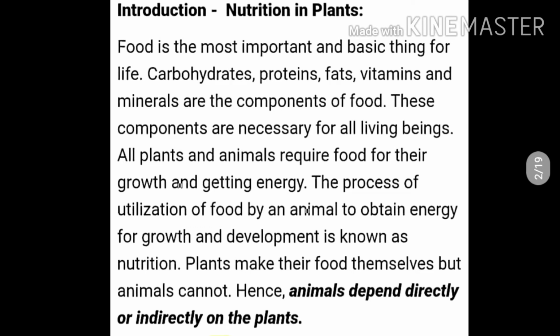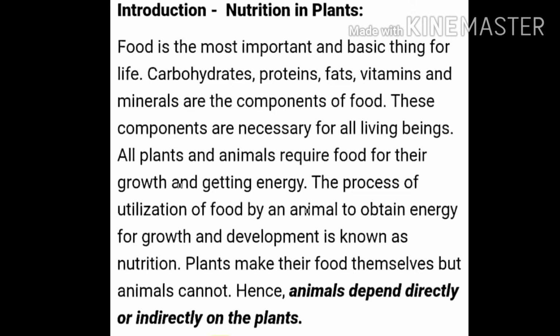As we know, food is the important and basic thing for life. There are major components of food such as carbohydrates, proteins, fats, vitamins and minerals. These components are important because they are necessary for all living beings. All plants and animals require food for their growth and for getting energy.